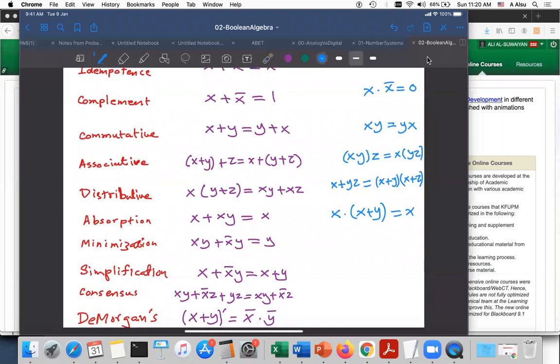So the dual of that is x ORed with y, ANDed with x complement ORed with y, is equal to y, okay? All right.